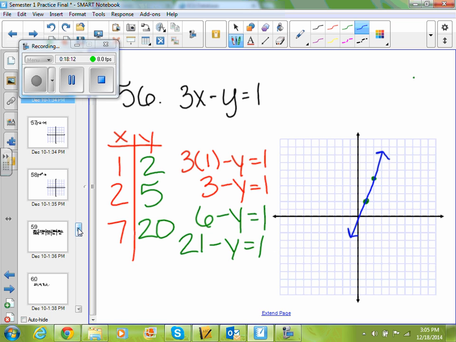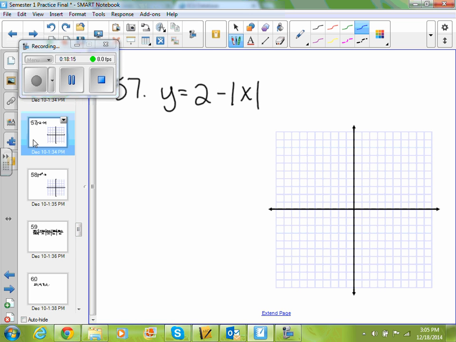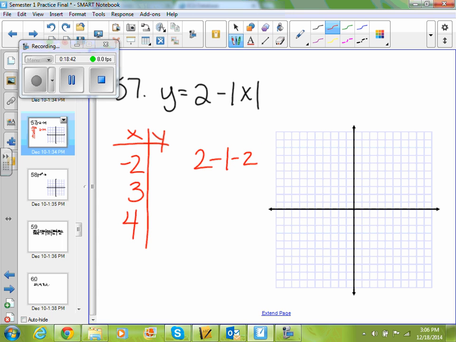Alright, and then the next one we said we were going to do was 57. So if I look at 57, what values do you want me to use for my x? Negative 2, okay, what else? 3, and 1 more. 4. Okay, so negative 2, 3, and 4. Those are my values. So if I plug in negative 2, 2 minus the absolute value of negative 2.